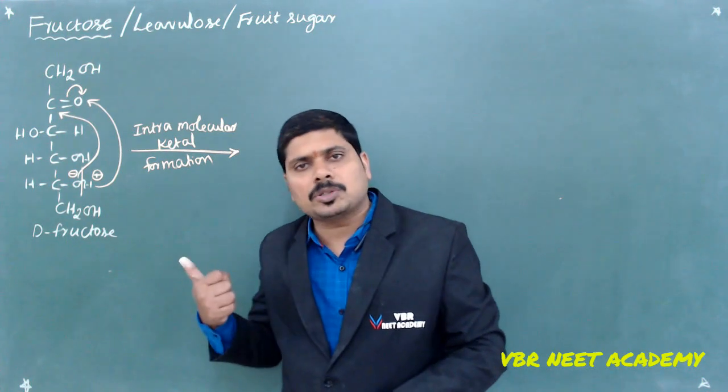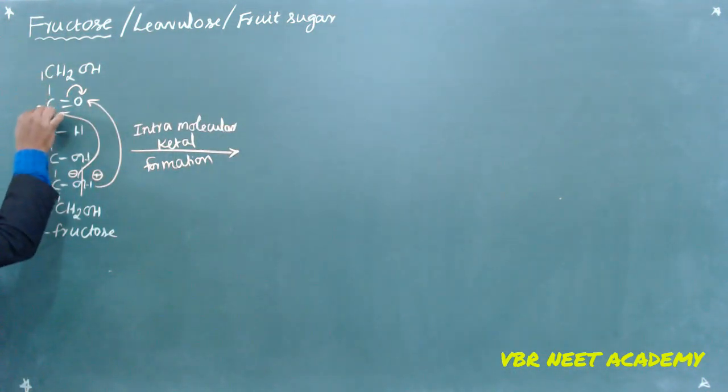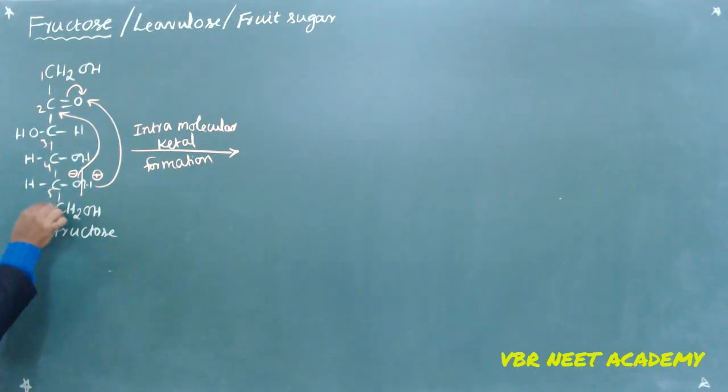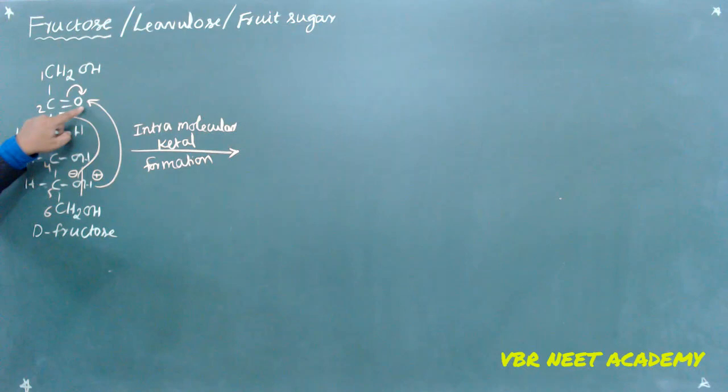But in case of fructose, it's numbered 1, 2, 3, 4, 5, 6. Now, carbons 2 and 4 would form an oxygen bridge, only a 4-membered ring, which is not stable. The only chance I have for fructose is carbons 2 and 5 with this oxygen.